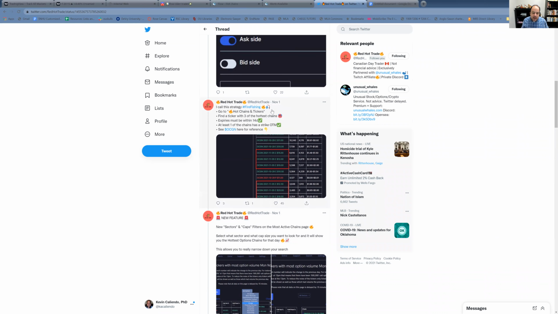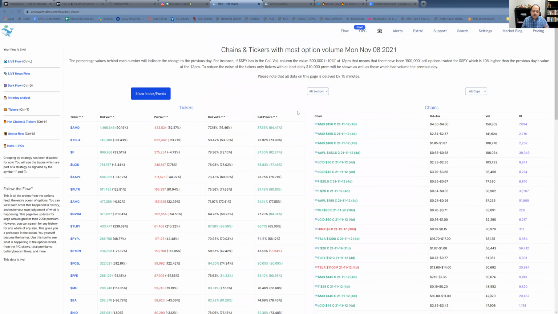He says that you go to Hot Chains and Tickers, which we did, and you're going to identify a ticker with three of the hottest chains. You're going to look for expirations within 14 days. At least one of the chains has to have a strike that's out of the money, meaning that the strike price is higher than the current underlying price. So using that method, let's see which ones today fit those criteria. And quite a few do.